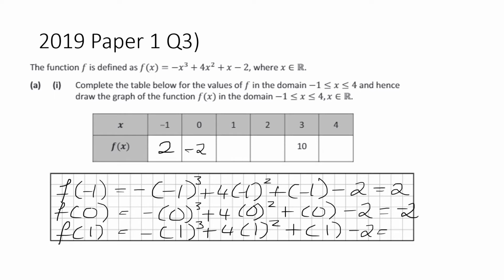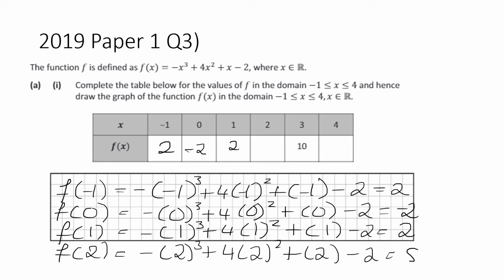So that gives you 2. And then doing it with 2 then. And that would give you 8. And then you can do it 4 then. And then that will give you your final value here of 2.